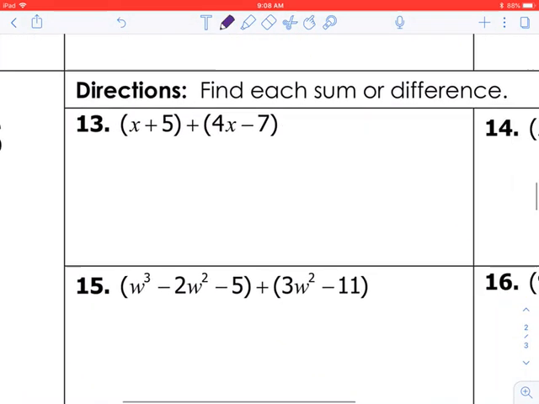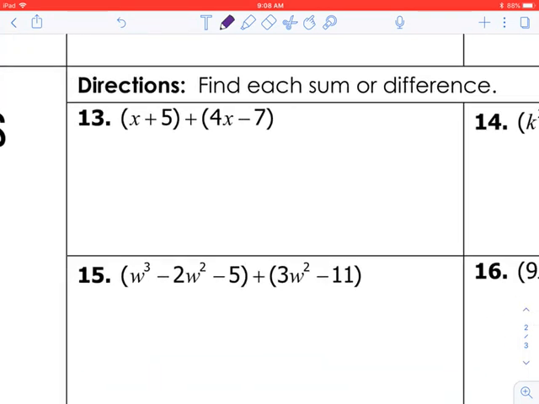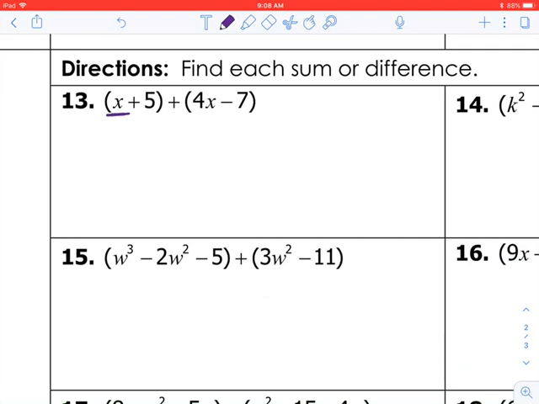So find each sum or difference. We're just going to go down the odds. So I've got x plus 4x is 5x. 5 minus 7 is negative 2. And I've got it in standard form because I started with the highest exponent.